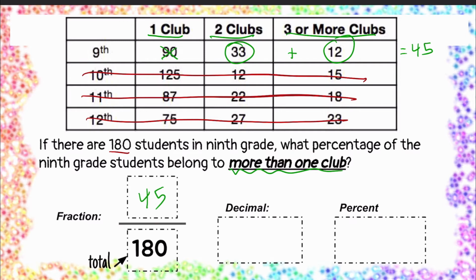Now, in order to get my percentage, since that's what they want, we're just going to do 45 divided by 180, which is 0.25. Now I can use DOOP, decimal over percent, move my decimal point twice to the right. What is 0.25 as a percent? Well, that would be 25%.